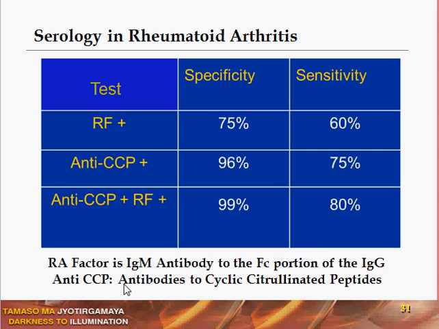Rheumatoid factor is an IgM antibody to the Fc portion of immunoglobulin G, as we have already discussed, whereas anti-CCP are antibodies to cyclic citrullinated peptide. So, this is a nutshell about the serology of rheumatoid arthritis. In the next slide, we look at the differential diagnosis of rheumatoid arthritis.